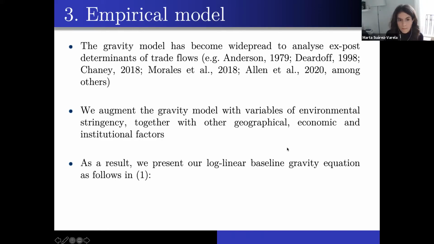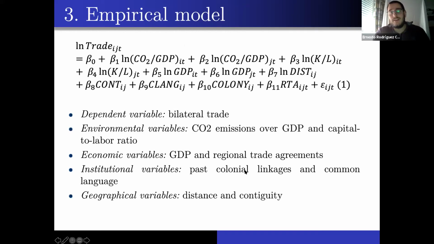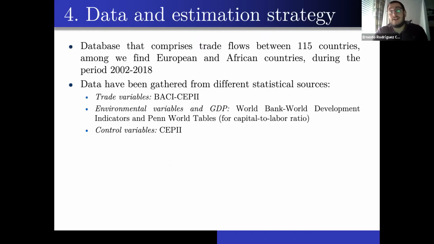Could you please, Marta, move to the following slide? Thanks. So this is our baseline gravity equation. In this gravity equation, our dependent variable is the logarithm of trade. And then, as environmental variables, we have the ratio of CO2 emissions over GDP, and we also have the capital labor ratio for the exporter and importer countries. And we also have GDP, distance, and a set of controls: contiguity, common language, colonial linkages, and regional trade agreements, which are the typical controls for gravity equations.